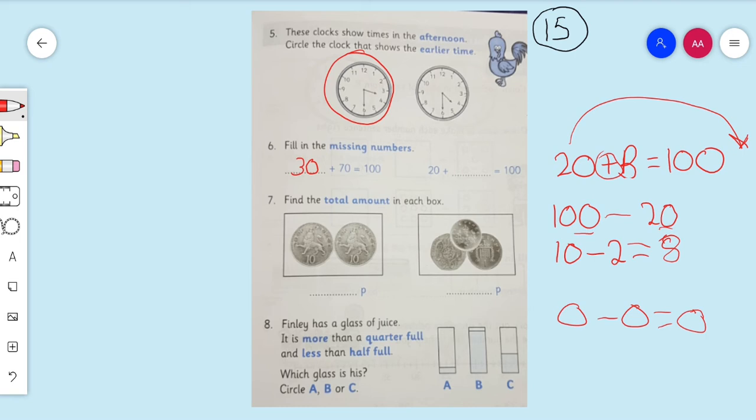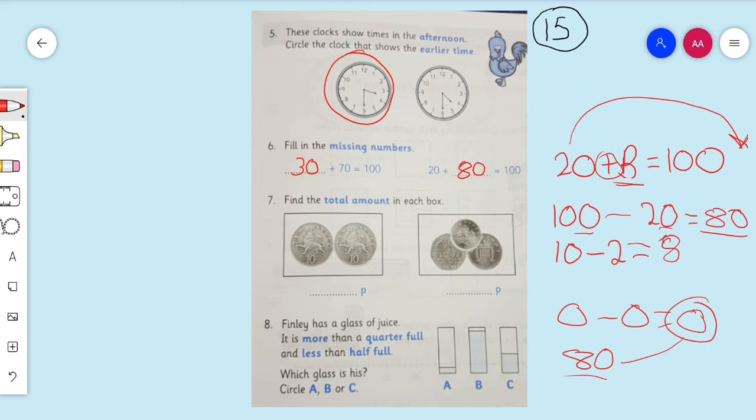So we do 8 and add this 0 here, which makes 80. And so 80, which means 100 take away 20 is 80. The 80 is the answer for what B should be. Now we know 80 is B, so we can write 80 here.